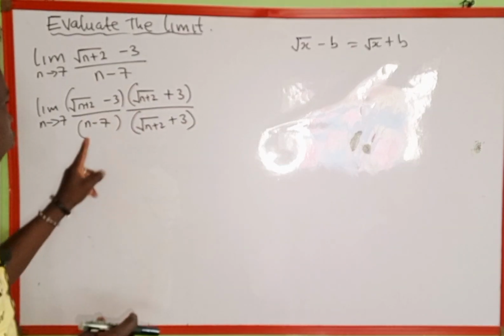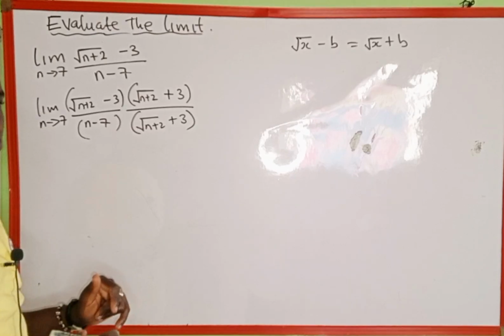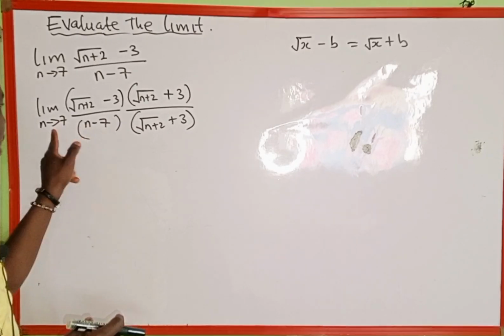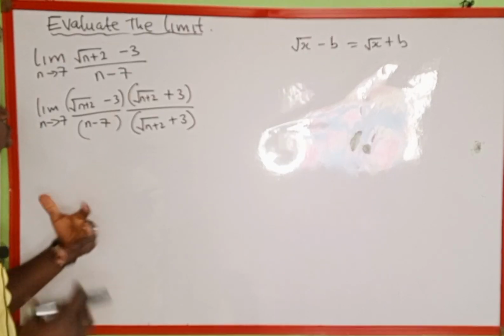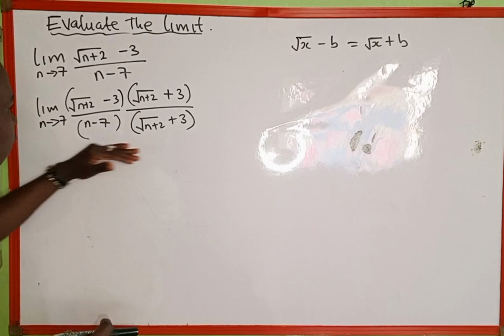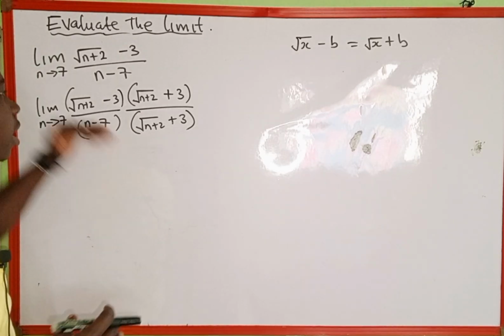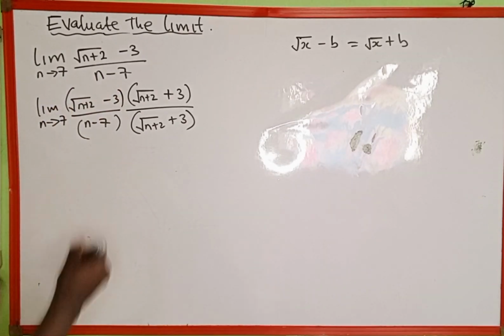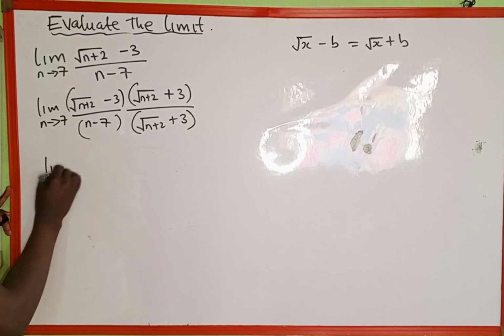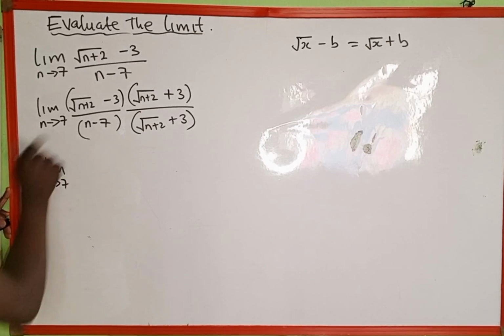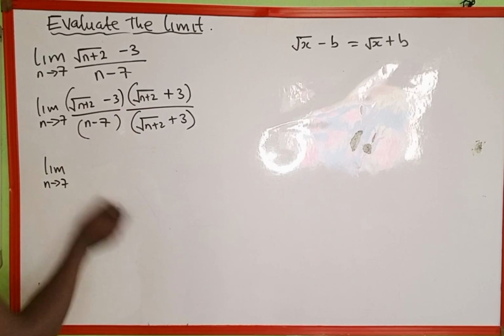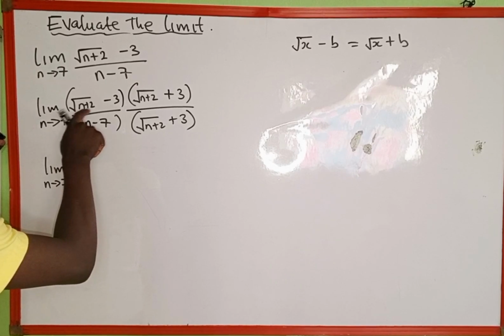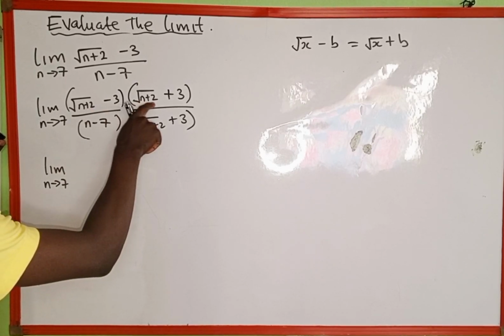Our focus here is to cancel this n minus 7, because if we plug in 7, 7 minus 7 is going to give us 0. So what we are going to do is leave this denominator as it is, then we simplify the numerator. So this is going to be what? The limit as n approaches 7. These are 2 brackets, we are going to expand. So root of n plus 2 multiplied by root of n plus 2.